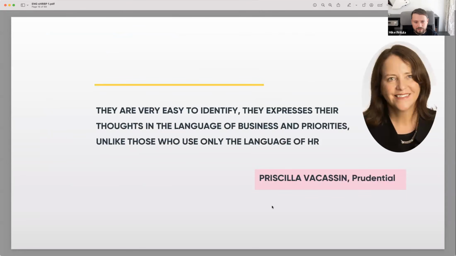They are very easy to identify. They express their thoughts in the language of business and priorities, unlike those who use only the language of HR. Right? So unlike central HR, business partners focus more on business, not just on HR.